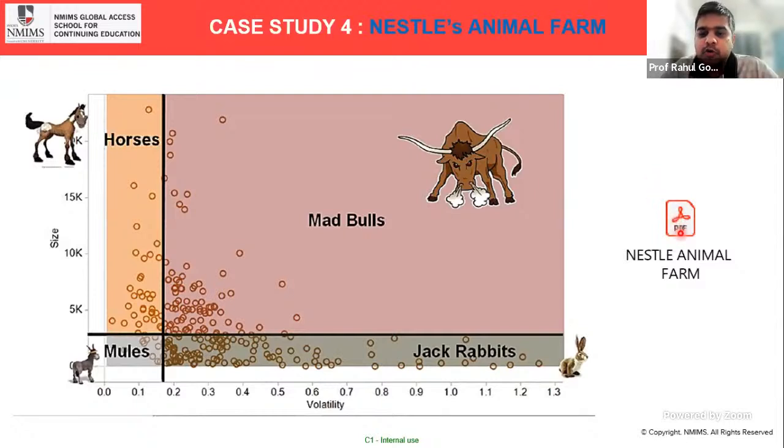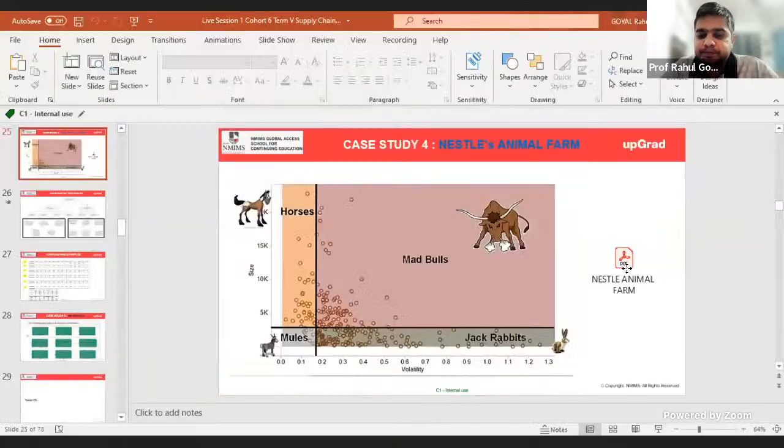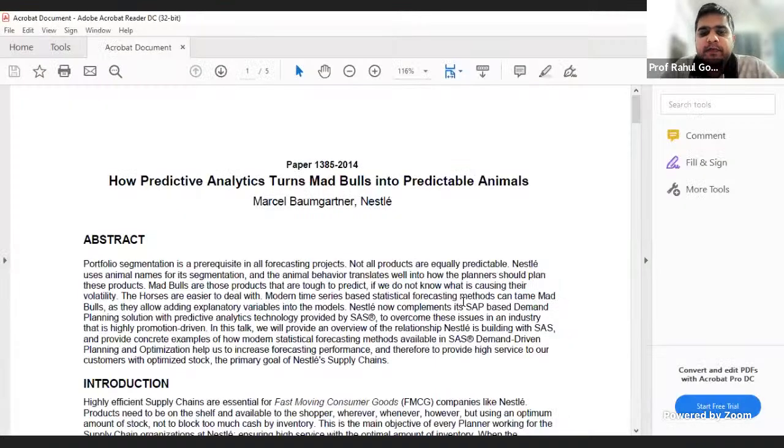So let me just pull this document and show it to you. And you can access this document through Google also. Okay, so let me just quickly show this to you. Can some of you confirm if the document is visible? The PDF document? Okay. So this is a paper from someone called Marcel from Nestle.